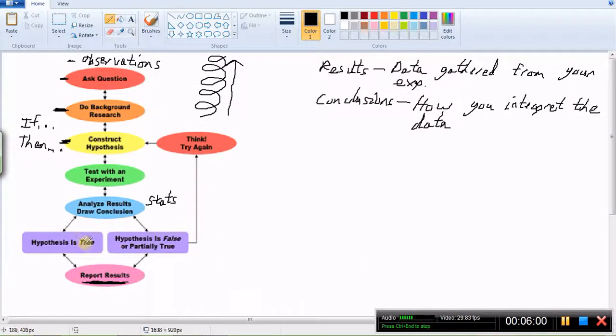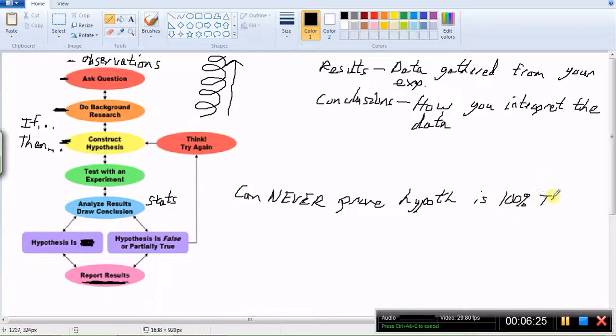Now this says hypothesis is true. Cross this out. We can never, ever prove a hypothesis is 100% true. Can never prove, I'm going to abbreviate here, hypothesis is 100% true.